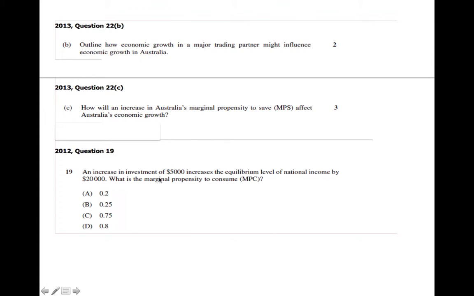Okay, so keep moving through these questions. Outline how economic growth in a major trading partner might influence economic growth in Australia. Okay, so probably the most obvious thing that springs to mind would be the increase in demand for Australian produced products, which would lead to an increase in our exports and therefore increase in our economic growth.